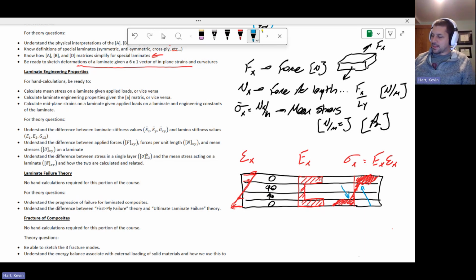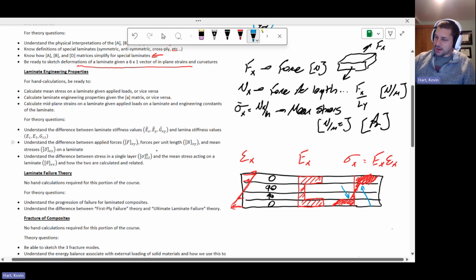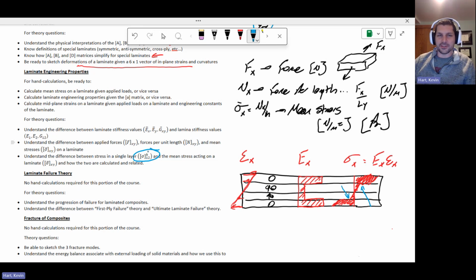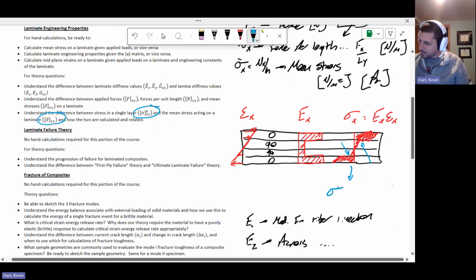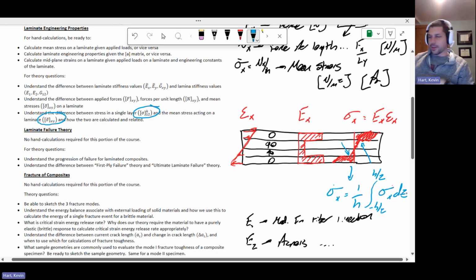So that's the stress in an individual layer, sigma bar 1, 2, K. That is the stress in the principal directions in the kth layer, versus the mean stress on this particular laminate. And the mean stress is, remember, the average of this distribution. So sigma bar x is 1 over h times the integral from negative h over 2 to h over 2 of this distribution, integrated over the thickness.